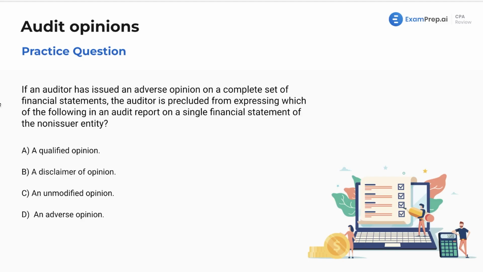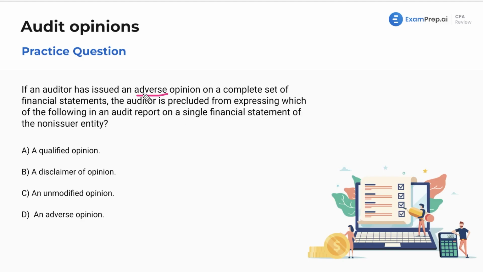Let's dive right in. If an auditor has issued an adverse opinion, so got a bad grade, got an F, on a complete set of financial statements, the auditor is precluded from expressing which of the following in an audit report on a single financial statement of a non-issuer entity. That's a word salad right there. That's a jumbled way of saying it. So I will dissect that for you and put it in much clearer language.